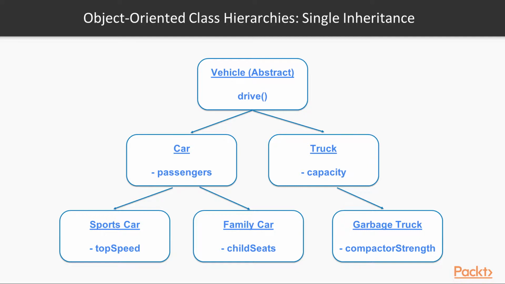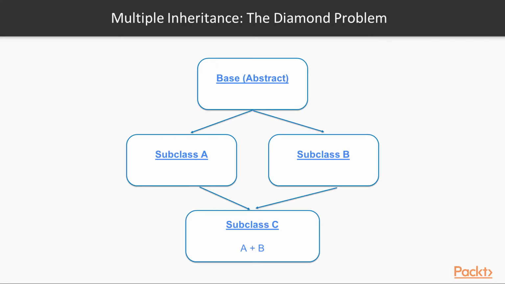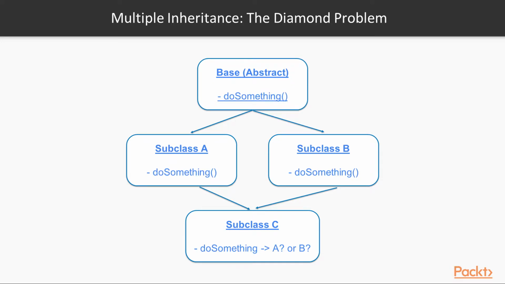So why not support multiple inheritance? Well, unfortunately, this brings its own problems. Multiple inheritance seems like a nice system. In theory, we have the ability to mix in the methods of various classes. This means we can have an abstract base class, two subclasses A and B, and a subclass C, which mixes the functionality of both subclass A and subclass B. However, there's a classic problem with multiple inheritance known as the diamond problem. If we have a method called doSomething, which is implemented in both A and B, which version should subclass C use? This is the basic diamond problem, which leads to ambiguity.